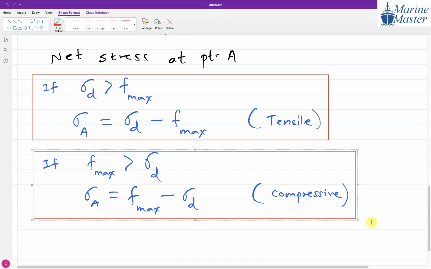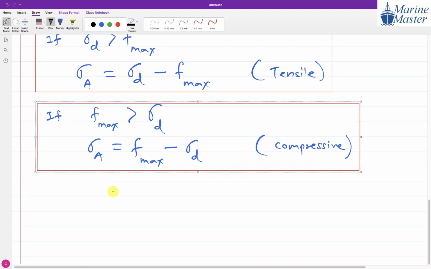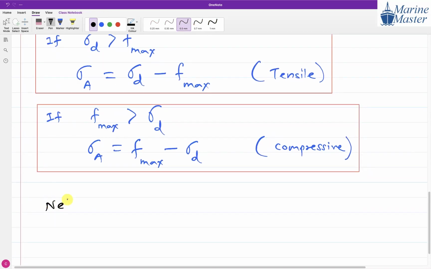We have to subtract higher minus lower, and the nature will be what, guys? Higher value nature, guys. This is the same thing that will be applicable everywhere. Then net stress at point B will be what, guys? Everyone tell me, net stress at point B.